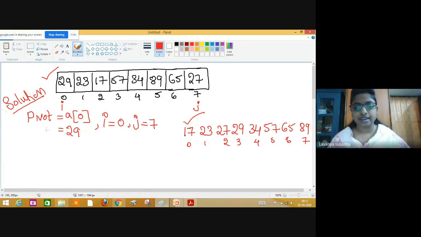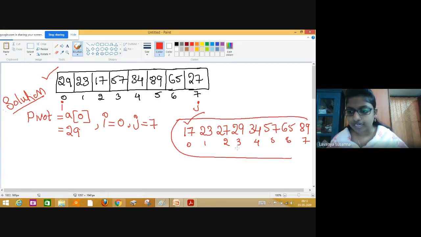Now, see here. Roughly you have noted this, right? In rough page you have noted this. I will explain why you have to note this. See here, pivot is 29, right? Now see the index of the pivot element. This is the pivot element, right? You have chosen the first element. Now see the index of 29. What is the index of 29? 3, right? Now, after solving this problem using quicksort, remember, roughly you note down this.